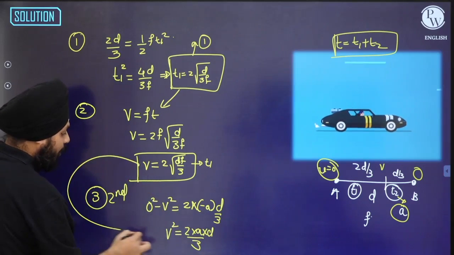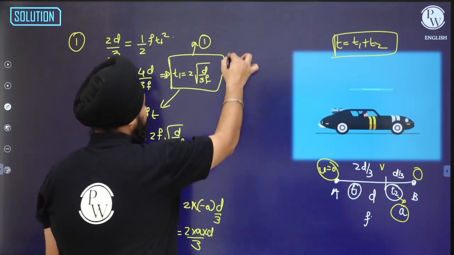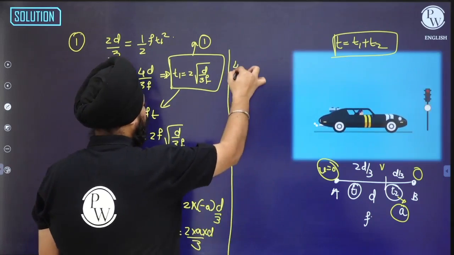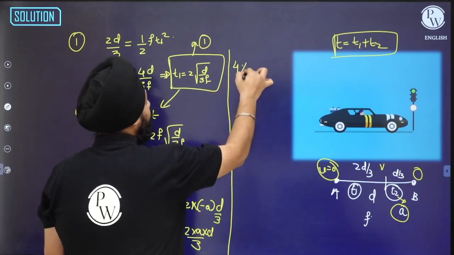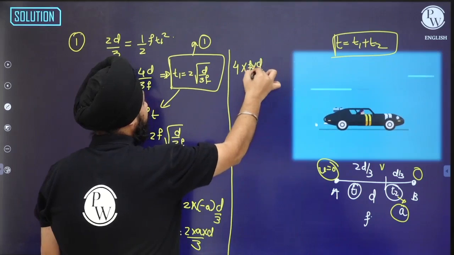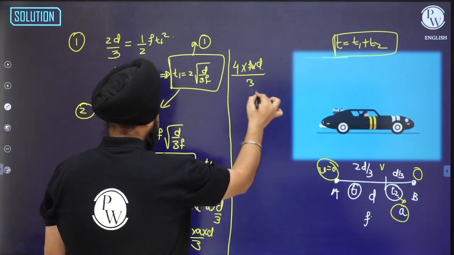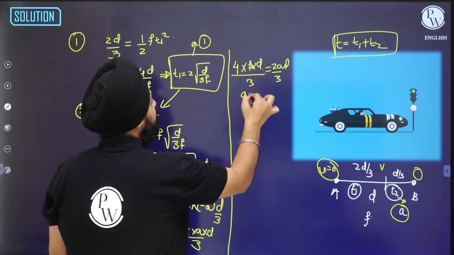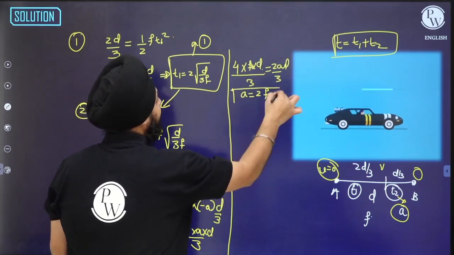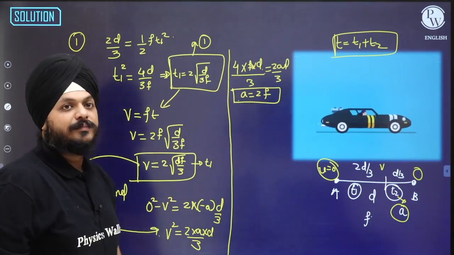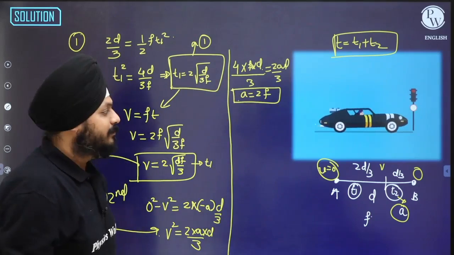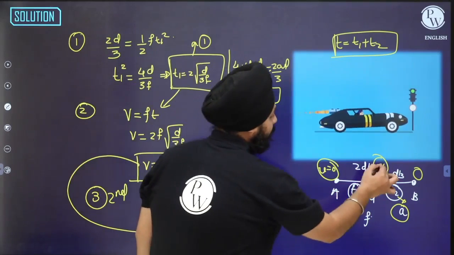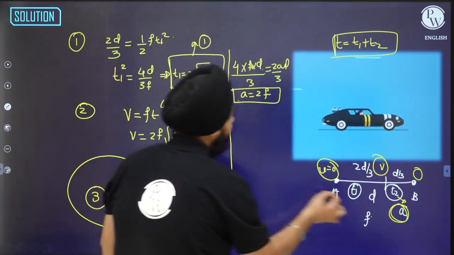Replacing the value of V here, what are we getting? We are getting 4 into F into D, whole divided by 3, that is equal to 2AD by 3. Here we get A is equal to 2F. The retardation is twice the acceleration. Time's up. We have velocity also, and we have retardation also.